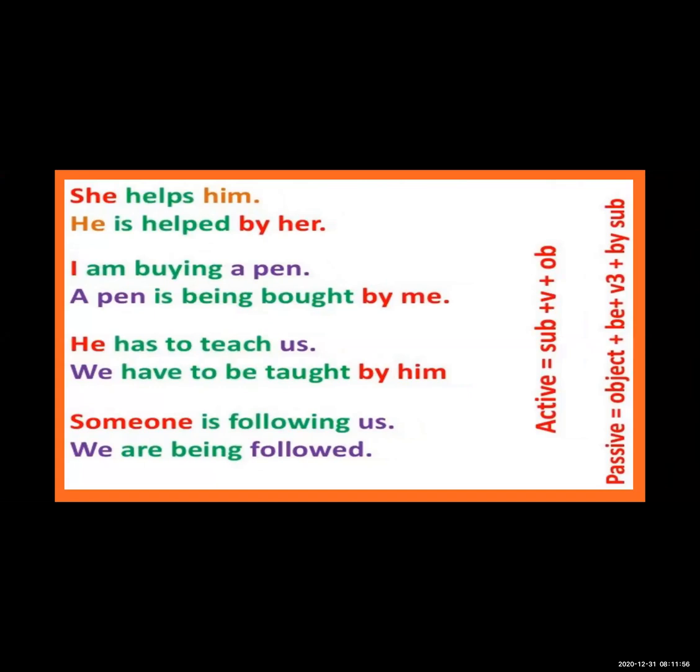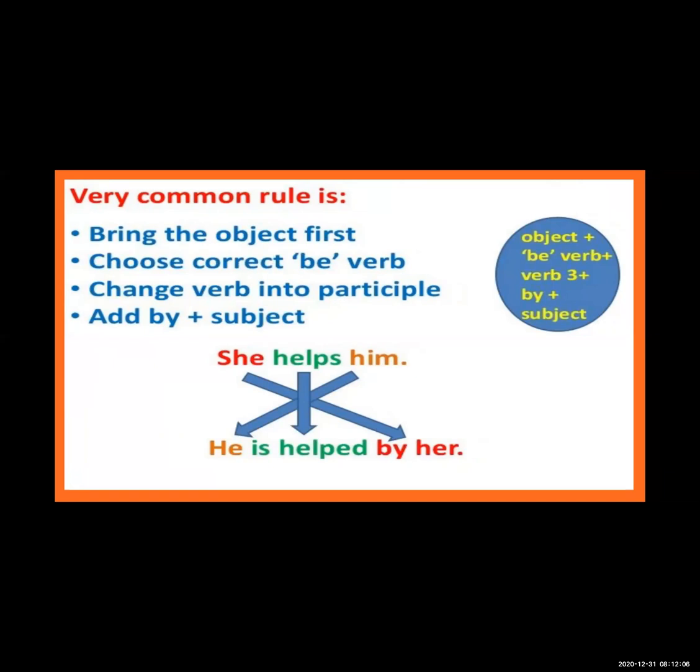I am buying a pen. A pen is brought by me. By me. So while doing the passive form also, there is a structure. I will tell you the structure. See here. Here is the structure how to convert from an active voice to the passive voice. Firstly, what you have to do, bring the object first.